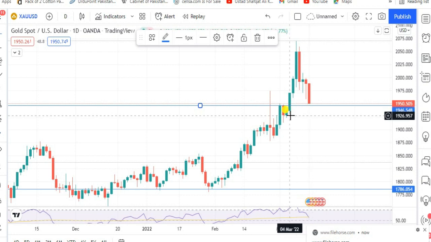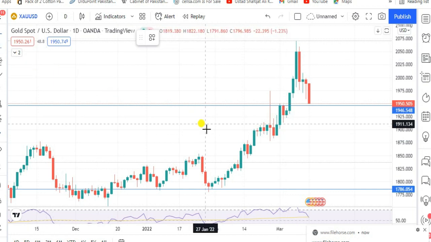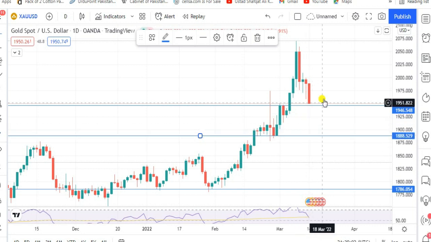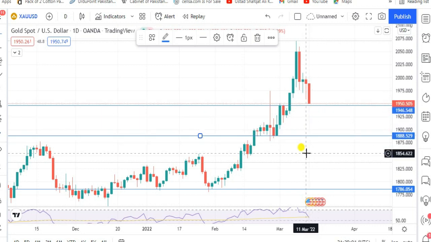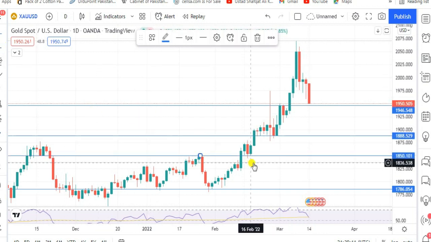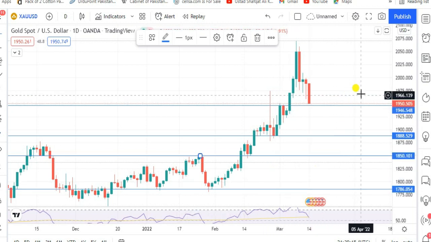On the other side, if the market is unable to break that area, then gold can fall till 1887. If gold is able to sustain in this area, then we can see a bounce again from the 1853 area. And if gold is unable to sustain in this area, then we can see a straight fall that will lead gold again to 1786.